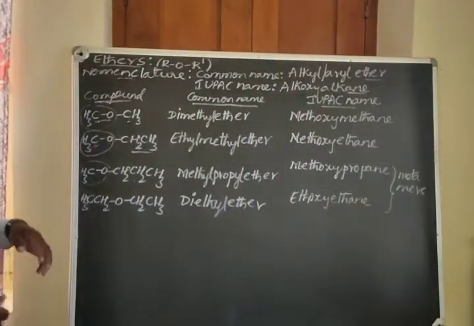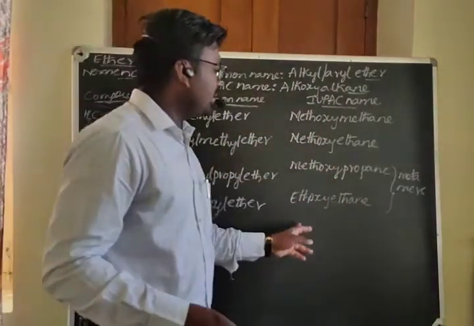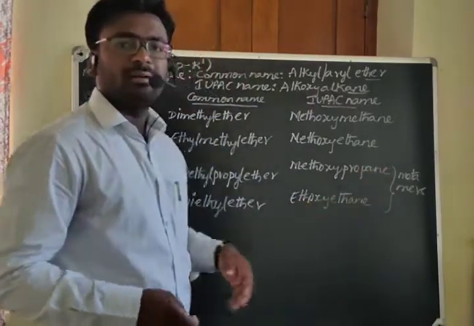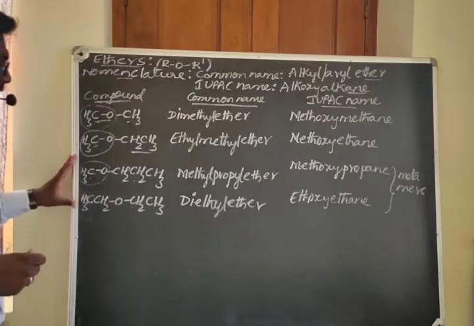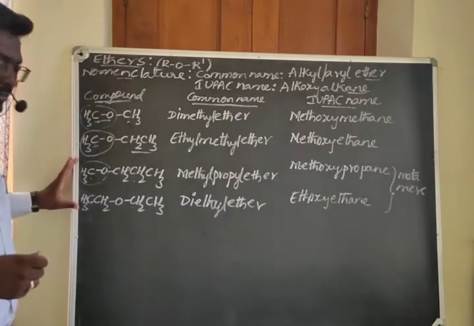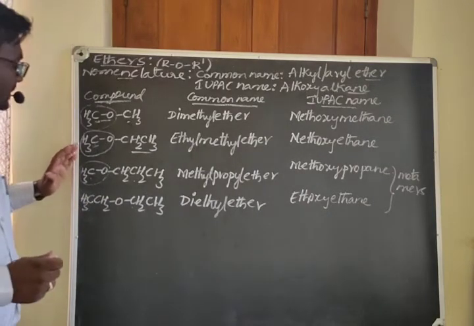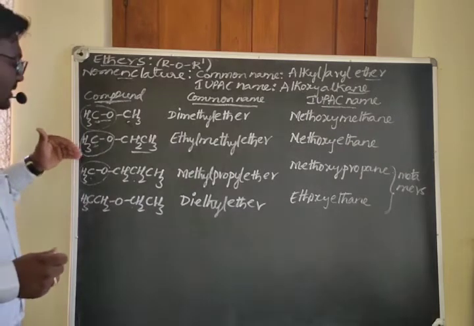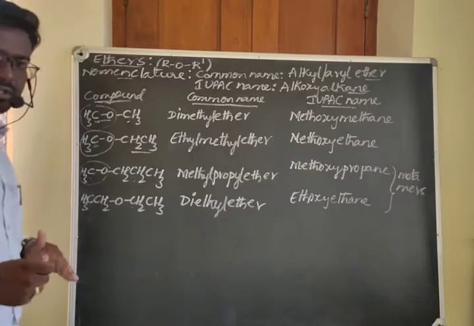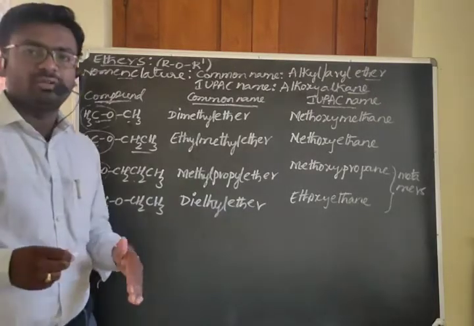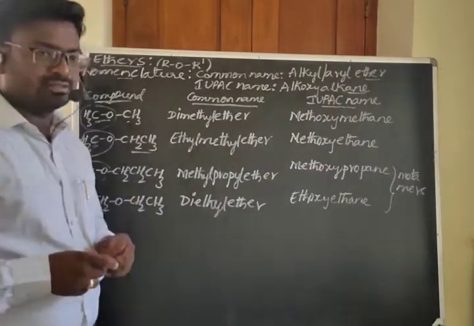Ethoxyethane is the name of the compound. Now methoxypropane and ethoxyethane are metamers. Here you can see the structural isomerism for ethers with at least 4 carbon atoms. From this it shows structural isomers like chain isomers, position isomers and metamers.